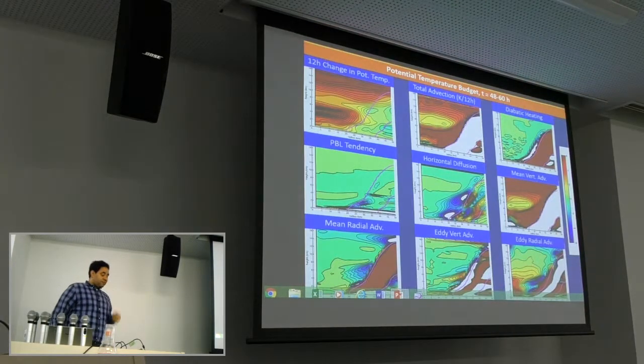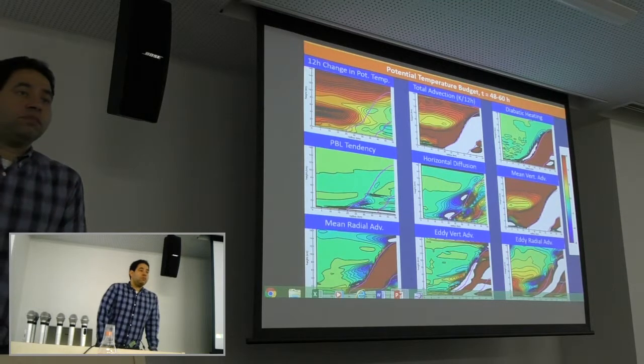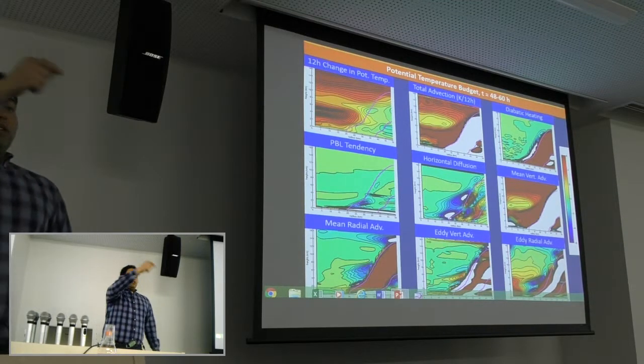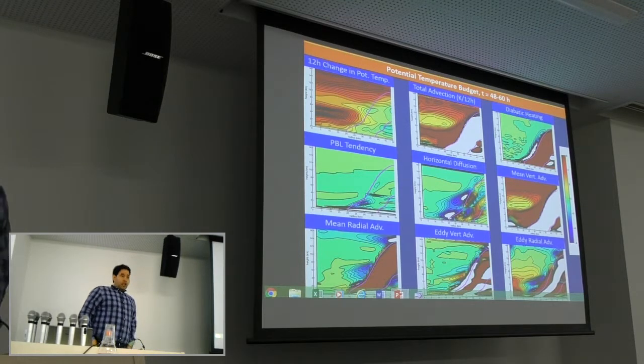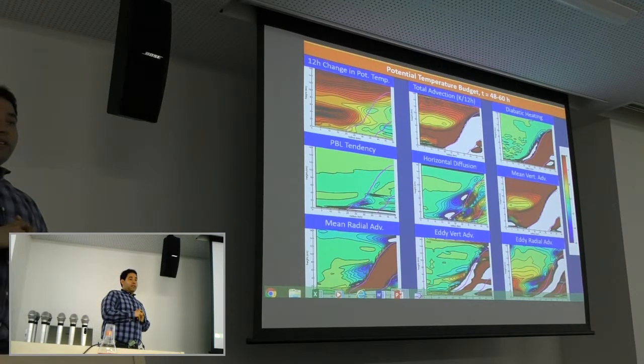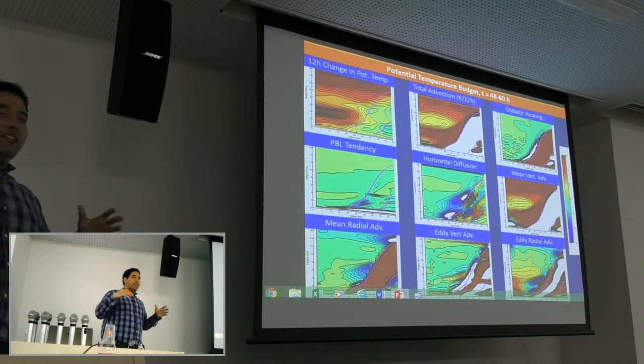In this analysis, mean means a tangential mean. Yeah, azimuthal mean, tangential mean. Eddy means a deviation from the tangential. Yes. Sorry, I should clarify. The azimuthal average, the average around the storm, and the eddies are the deviations, perturbations from that.